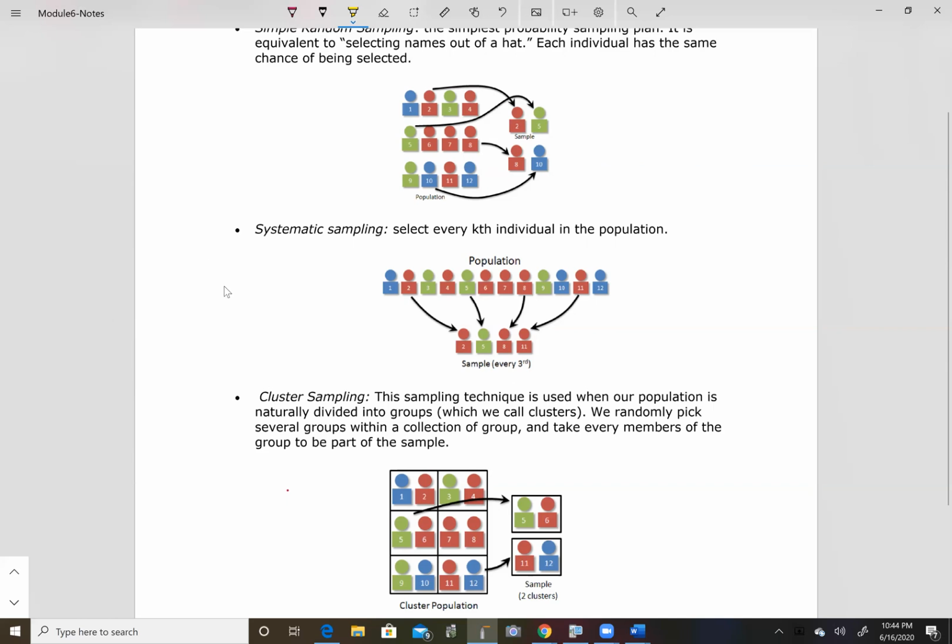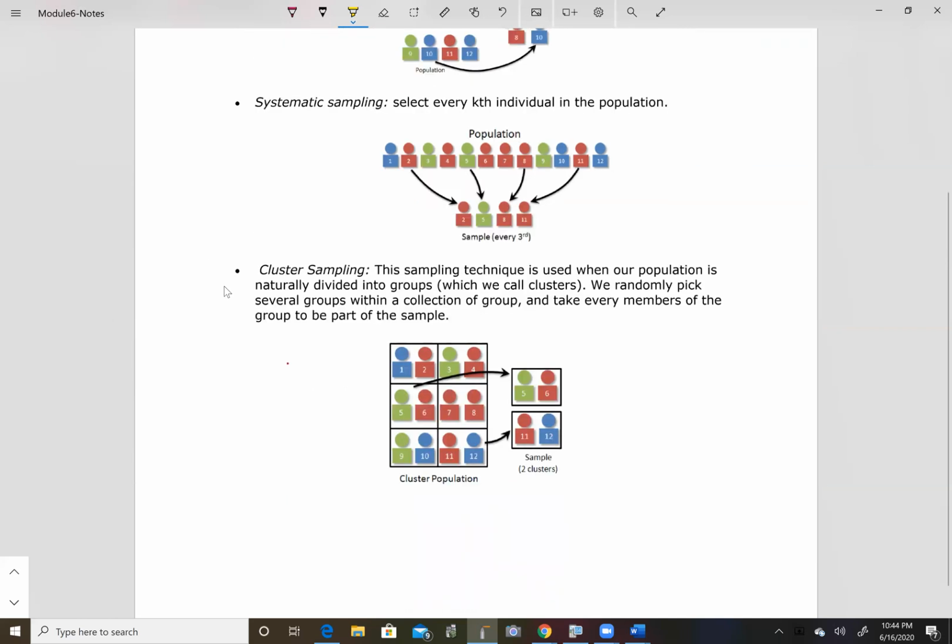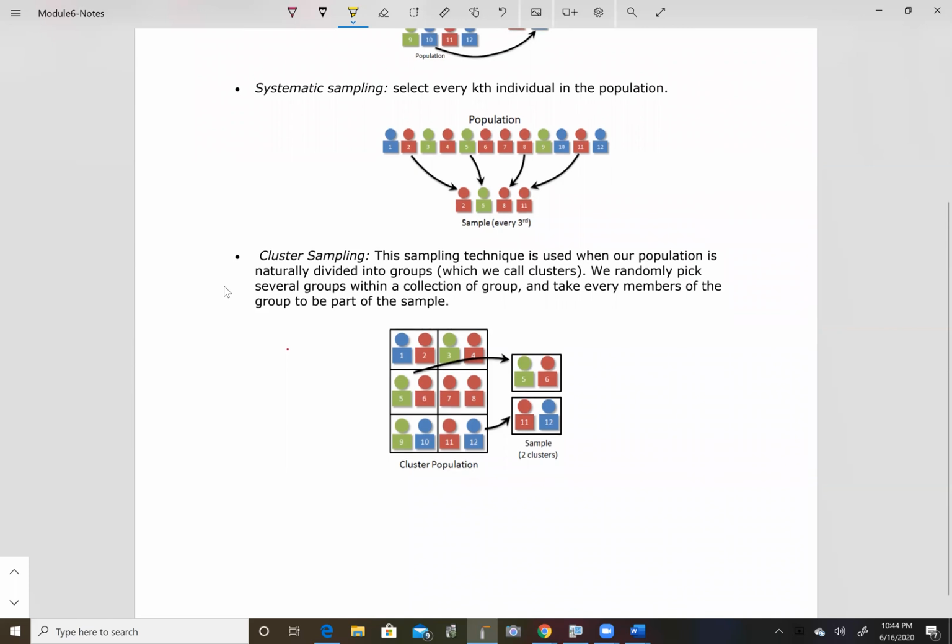Cluster sampling. This sampling technique is used when our population is naturally divided into groups. So think about Denver Public Schools. We are naturally divided into a bunch of different schools. We randomly pick several groups within a collection of groups and take every member of the group to be part of that sample. So what it's saying is they would randomly pick 5 schools and every single person in that school would be part of the sample. Okay?